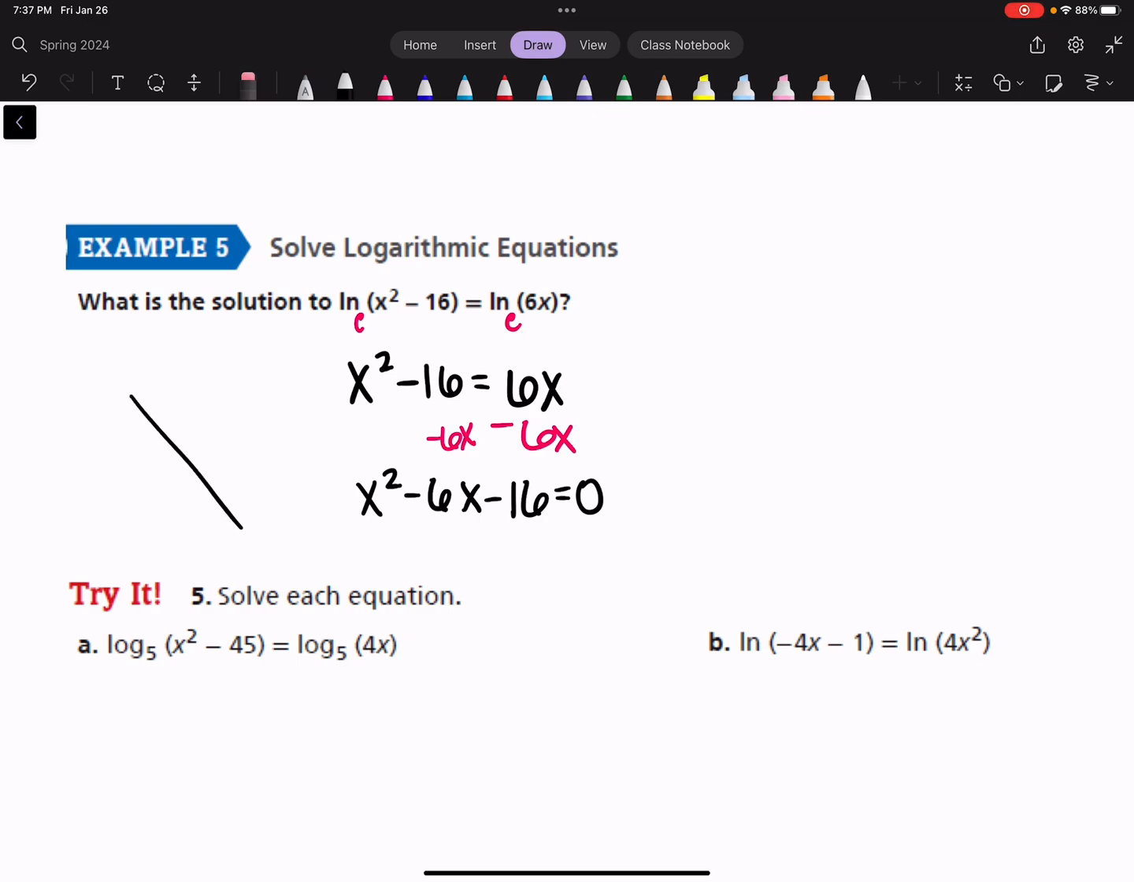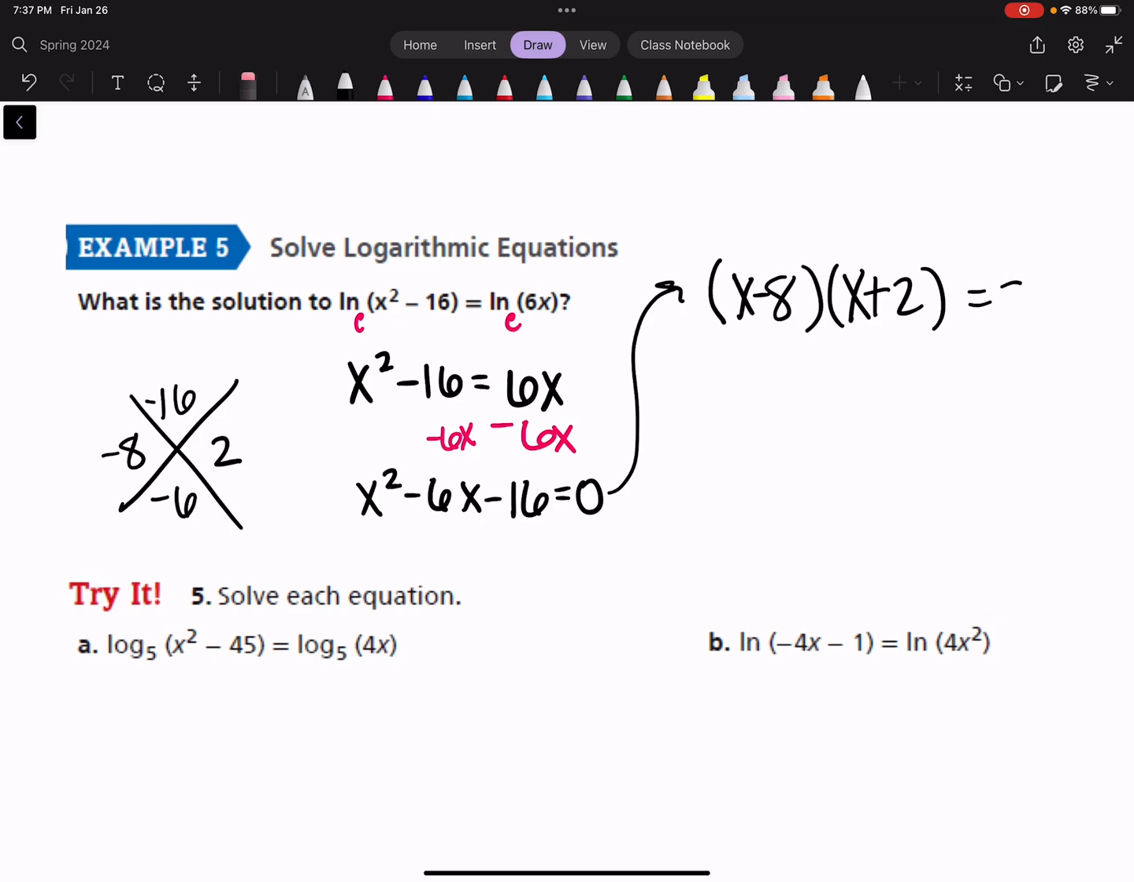So if I solve by factoring here, I have to use the x method. So I'm looking for two numbers that multiply to negative 16, but also add to negative 6. So negative 8 and positive 2 are going to work. Then when I actually get my solutions, I set each of my factors equal to 0, so x equals 8, and then x would equal negative 2.